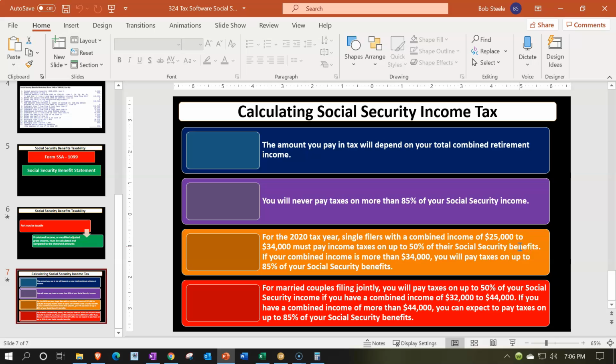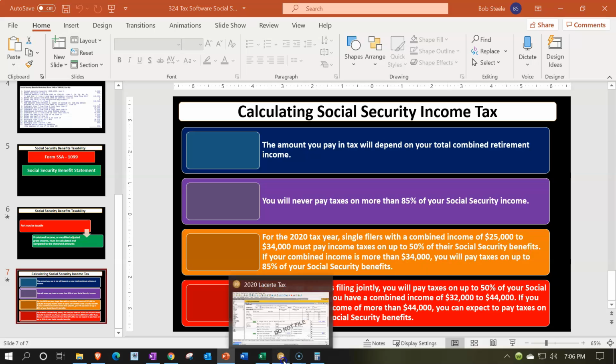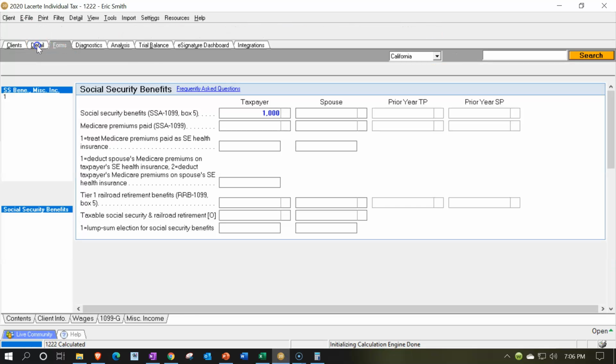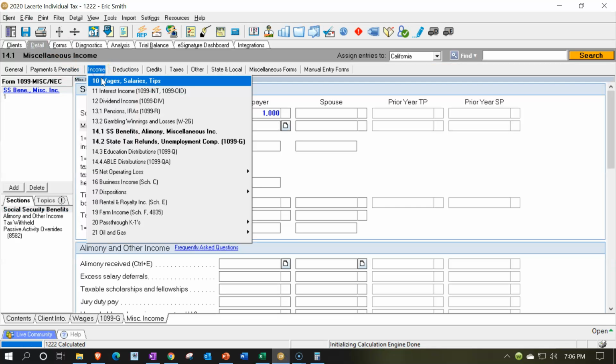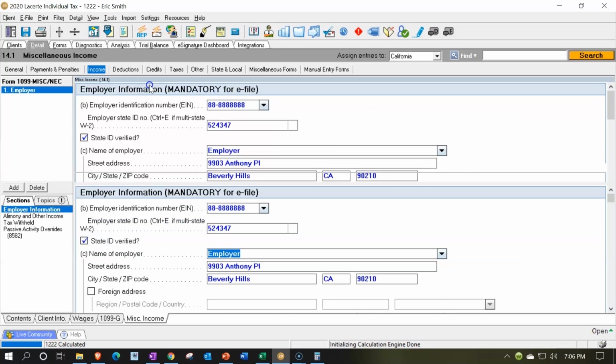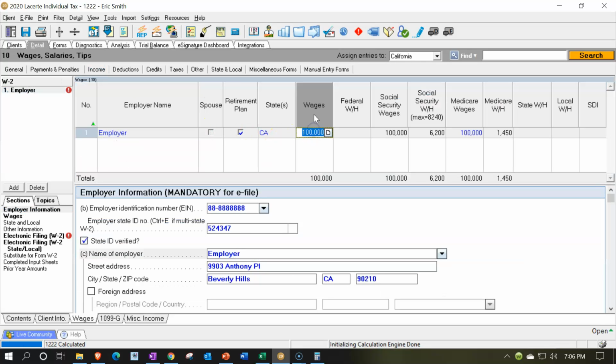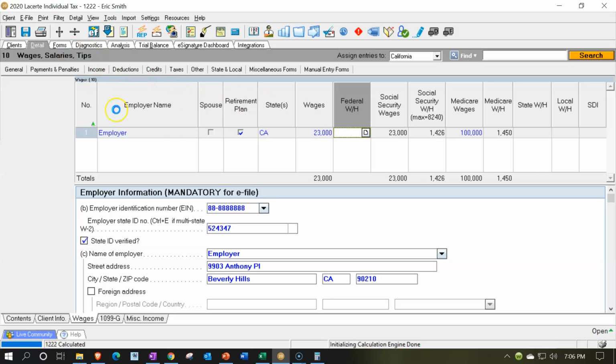Let's say they make under 25,000. We're going to say they have less than 25,000. Let's go to our income line. I'm going to go to wages and let's make this 23,000. And then I'm going to go back up to the forms and see what that does.